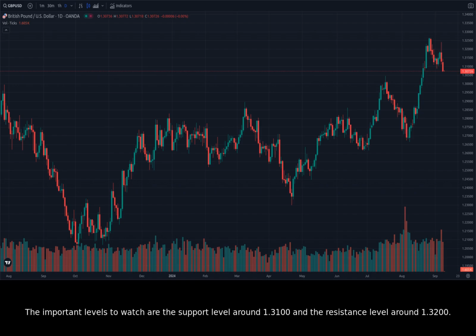The important levels to watch are the support level around 1.3100 and the resistance level around 1.3200. These levels are significant because they align with Fibonacci retracement levels, SMAs, and psychological levels. If the GBPUSD breaks above the 1.3200 resistance level, it could indicate a strong bullish move. Conversely, if the pair breaks below the 1.3100 support level, it could signal a bearish trend.